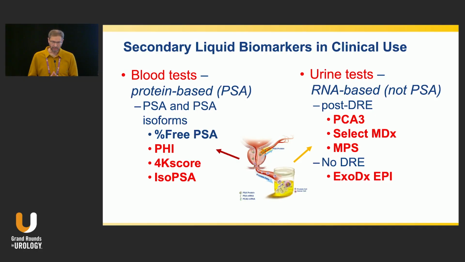Just a look at what I would consider the secondary liquid biomarkers that are in clinical use for these indications. There are the blood tests, in the sense that they are all PSA-based, looking at PSA and PSA isoforms, and we'll highlight a little bit PHI, 4K, and IsoPSA. And then there are urine-based tests, which are RNA-based or methylation-based, not PSA-based typically. The ones that are post-DRE are PCA3, Select, and the MPS, at least in its current iteration. And the one that doesn't require a DRE is the ExoDx Epi test.